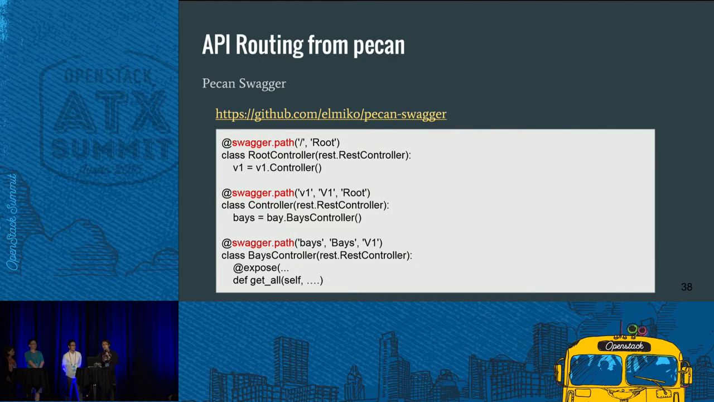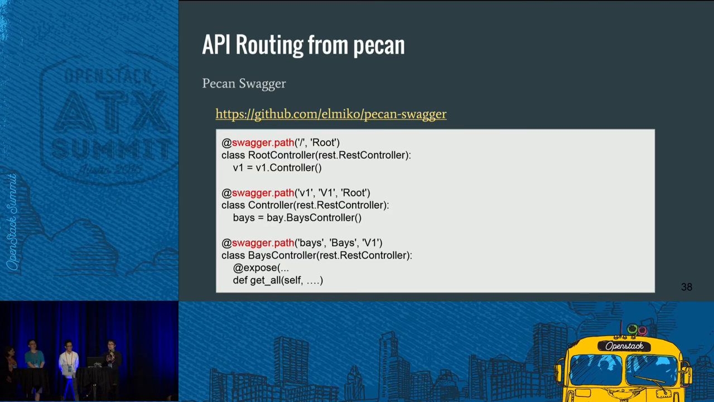On the Pecan side, we are using the Pecan Swagger library to get API routing information. It provides a decorator to support getting the API routing information. But currently, it's still at an early stage to use.